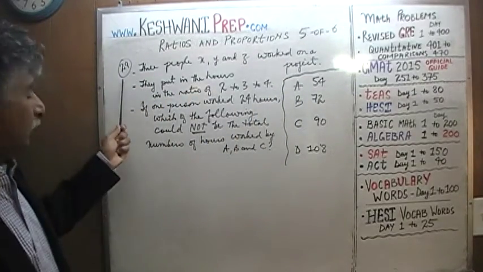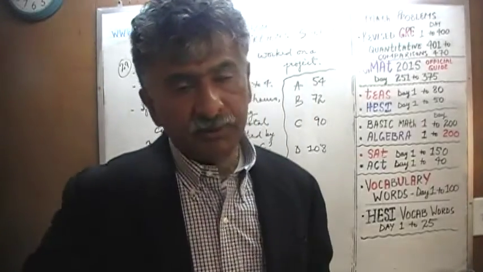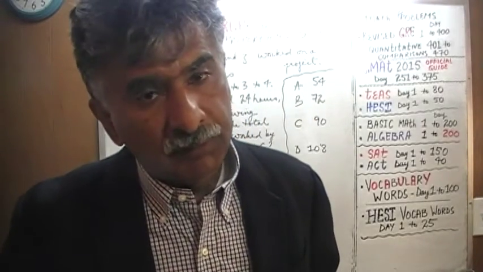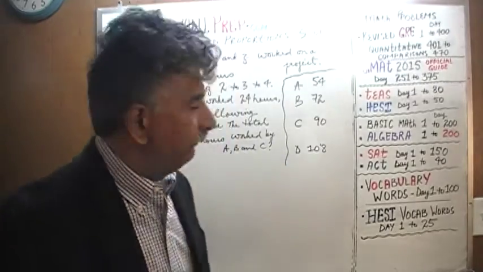Today we'll have our fifth lesson in a series of six videos on the topic of ratios and proportions. We'll do problem number 29 and problem number 30. Problem number 29, as you can see, is already on the blackboard. Let's take a look at it, shall we?